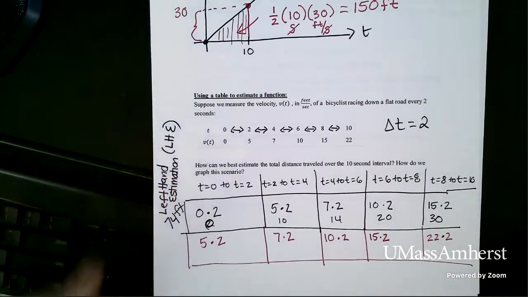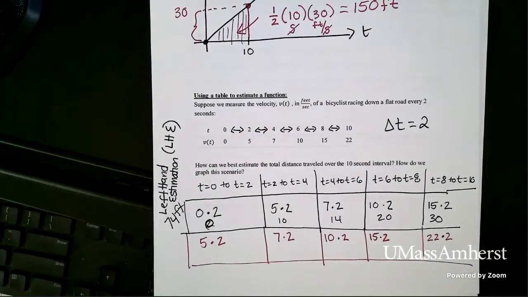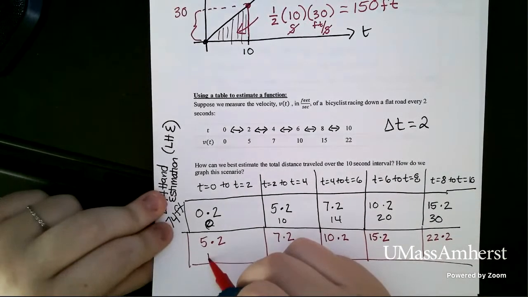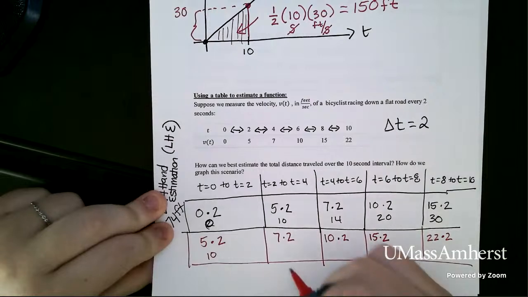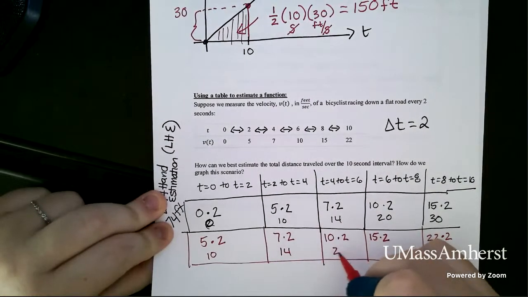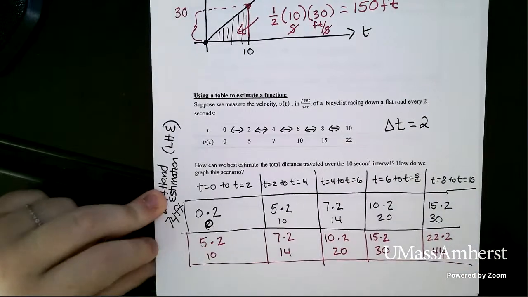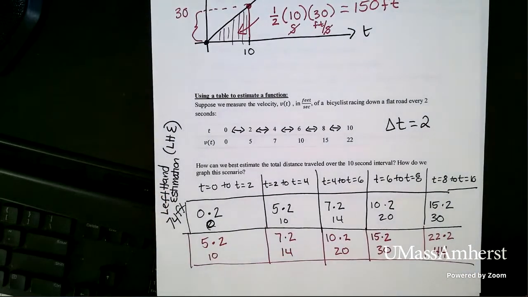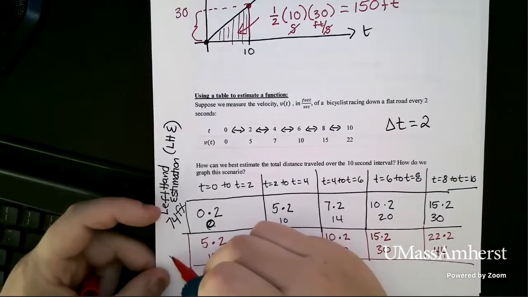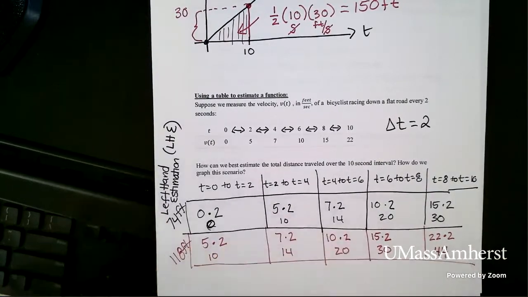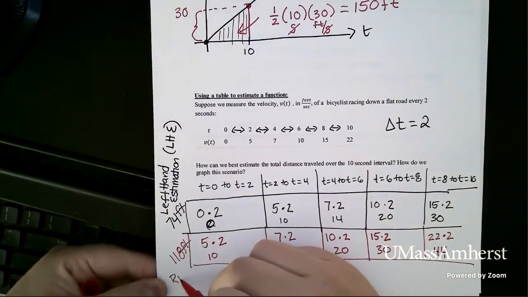So again, I need to add up all these interval distances. So we have 10, 14, 20, 30, and 44. If I add those all up, I get 118 feet. And this was a right-hand estimate.